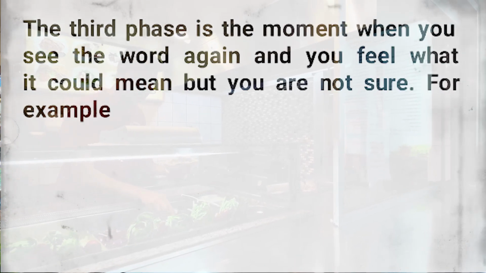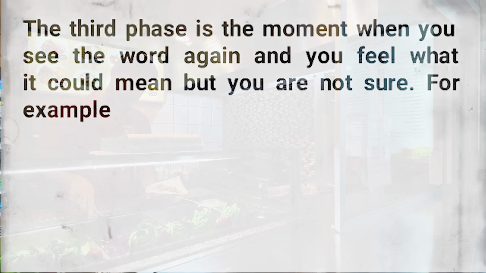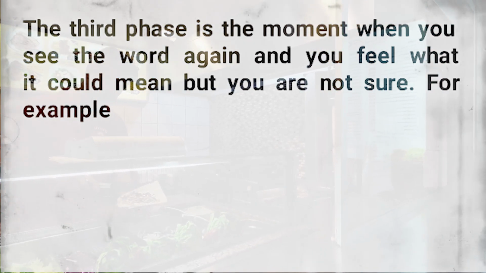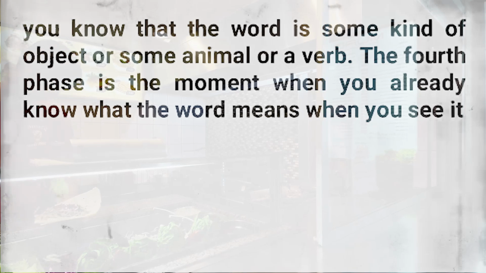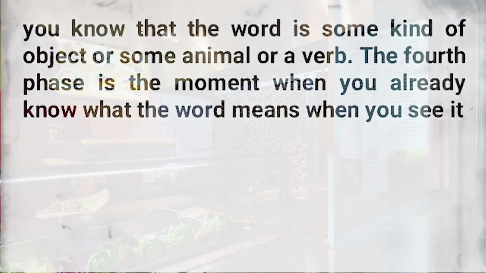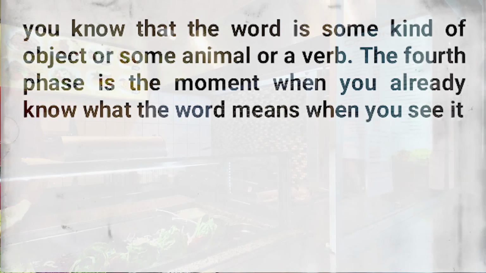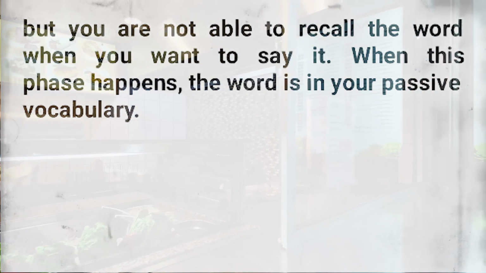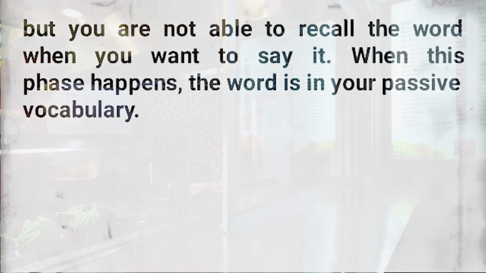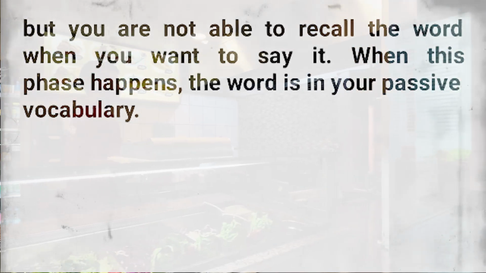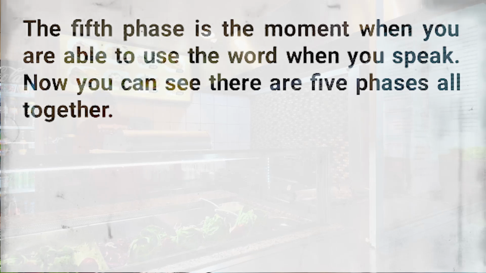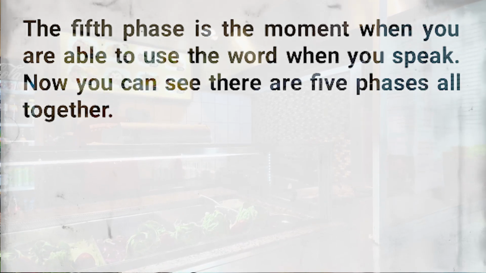The third phase is the moment when you see the word again and you feel what it could mean, but you are not sure. For example, you know that the word is some kind of object, or some animal, or a verb. The fourth phase is the moment when you already know what the word means when you see it, but you are not able to recall the word when you want to say it. When this phase happens, the word is in your passive vocabulary. The fifth phase is the moment when you are able to use the word when you speak.